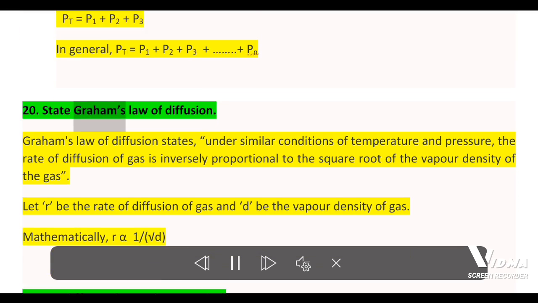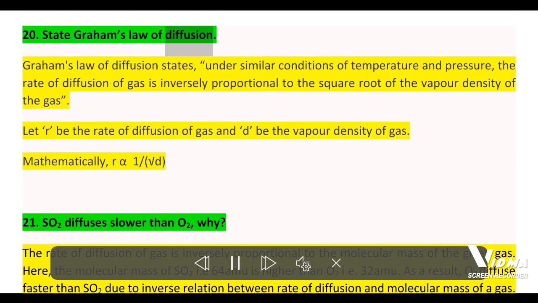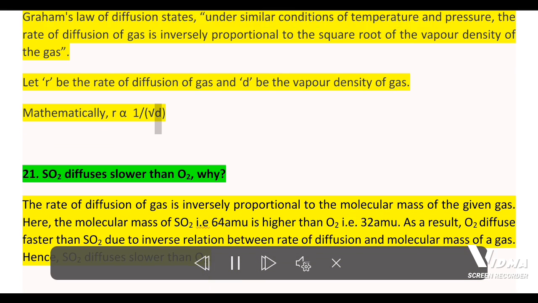20. State Graham's law of diffusion. Graham's law of diffusion states, under similar conditions of temperature and pressure, the rate of diffusion of gas is inversely proportional to the square root of the vapor density of the gas. Let R be the rate of diffusion of gas and D be the vapor density of gas. Mathematically, R ∝ 1/√D.